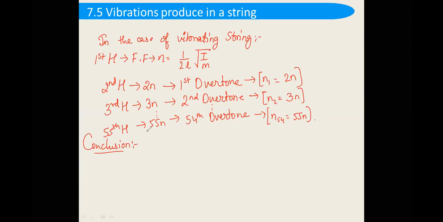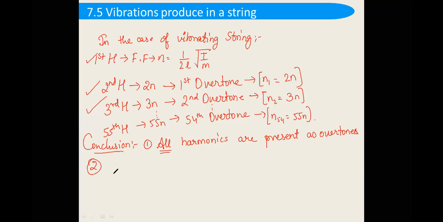The conclusion is that in the case of a vibrating string, the first point is that all harmonics are present. They are present as overtones, meaning they are actually present. Overtones means the frequencies which are actually present. So all harmonics are present as overtones. That means the first harmonic is present, the second harmonic is present, the third harmonic is present, the fourth harmonic is present, and so on.